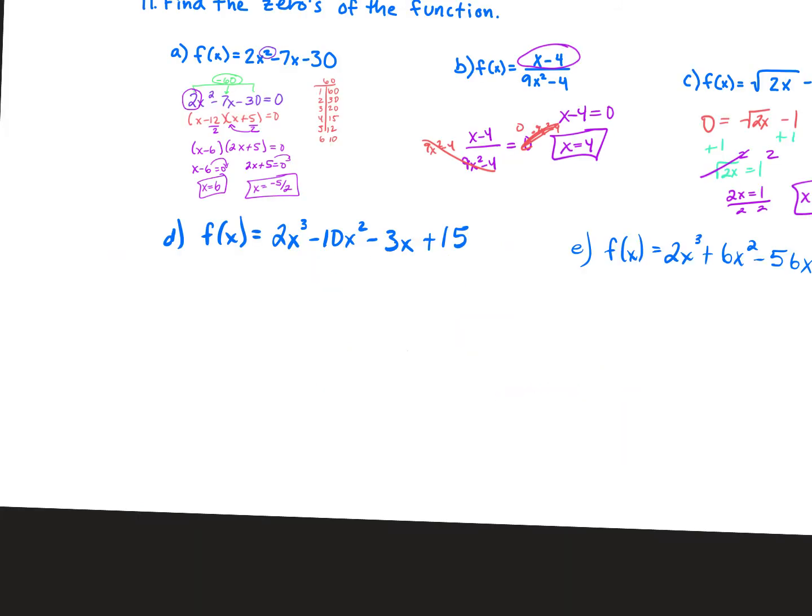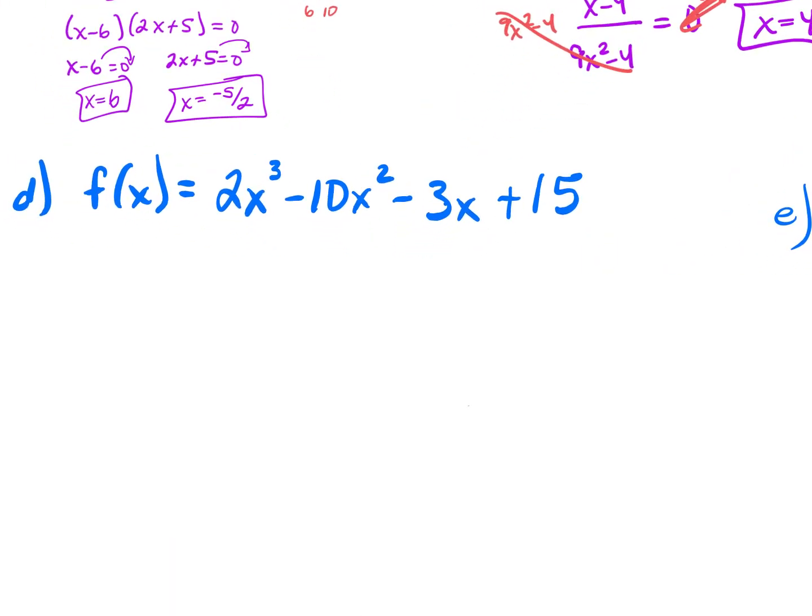All right, look at letter D. Whoa, letter D is really long. That means it's super hard. We can't do it. Right? No, of course we can. 2x cubed minus 10x squared minus 3x plus 15. I'm replacing f of x with 0 because we're finding our zeros. How many answers should I have for this problem? 3. How do you know that? Highest exponent.